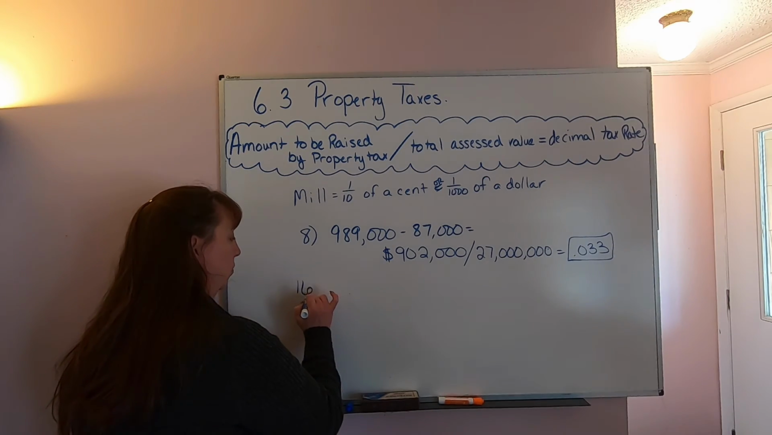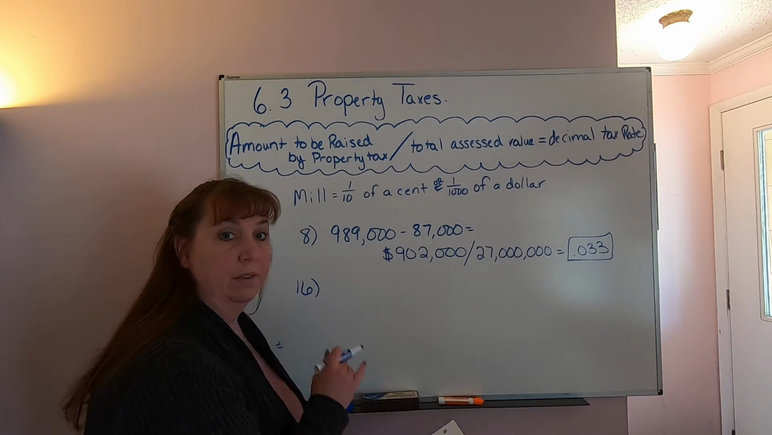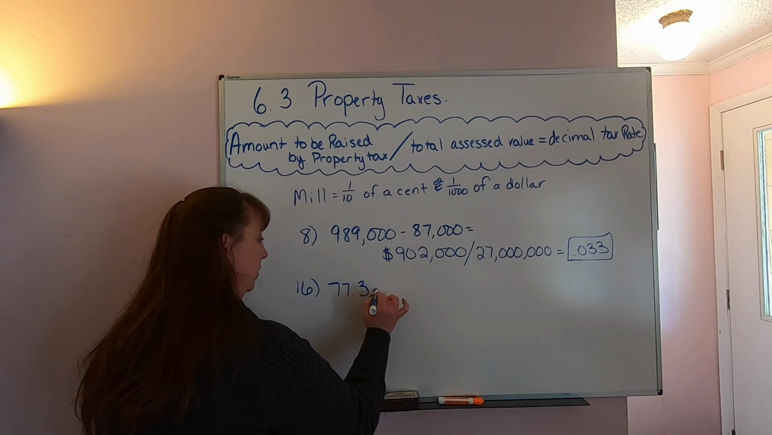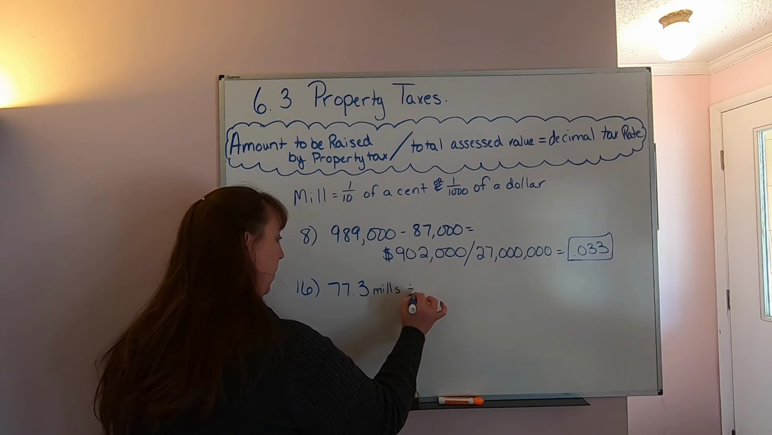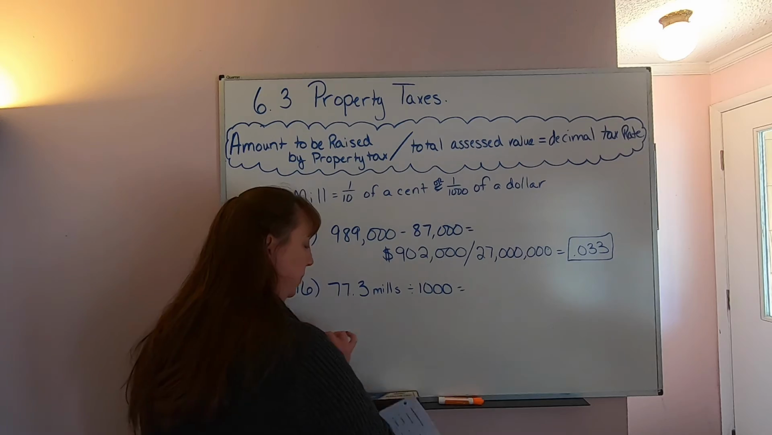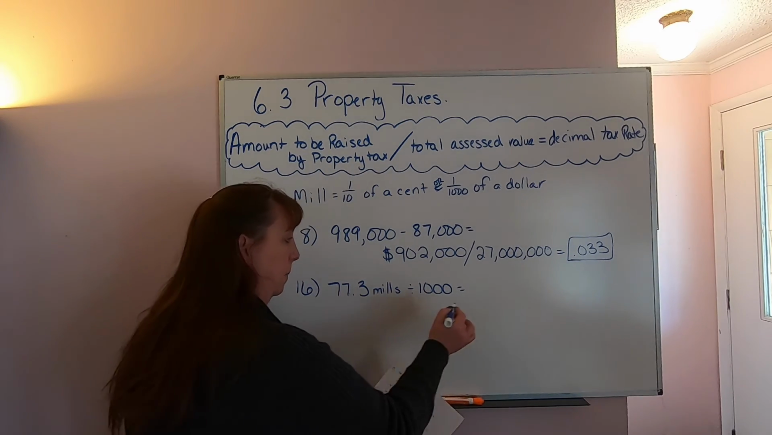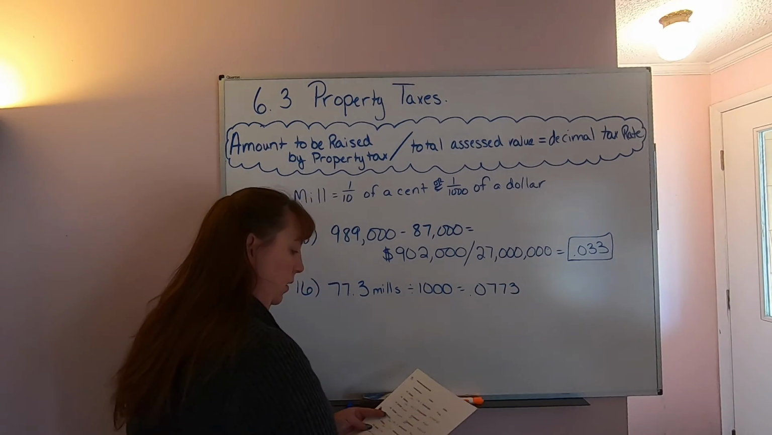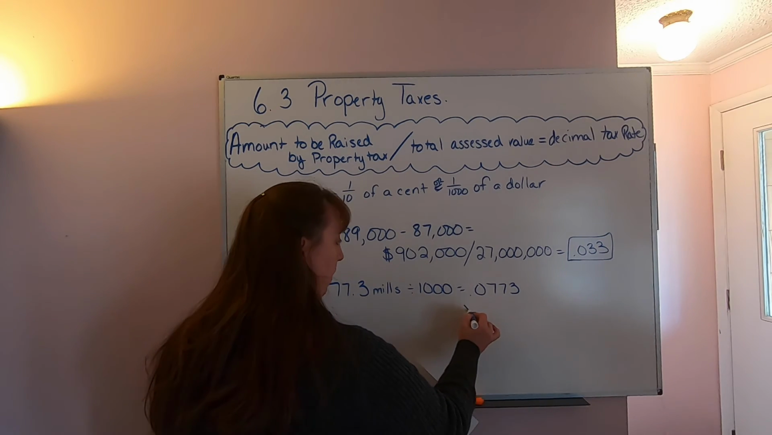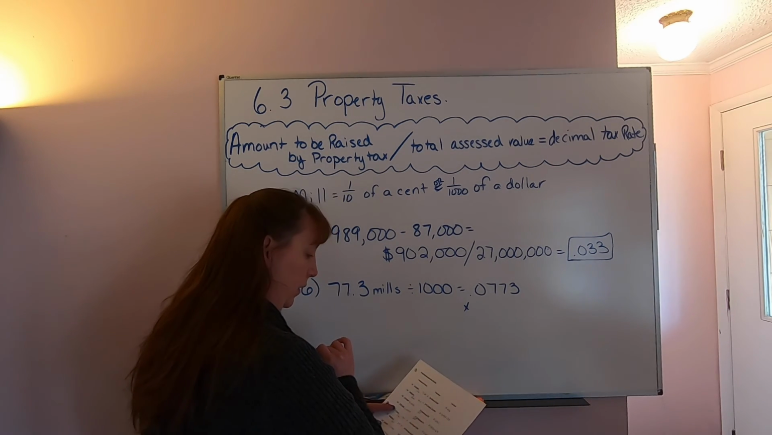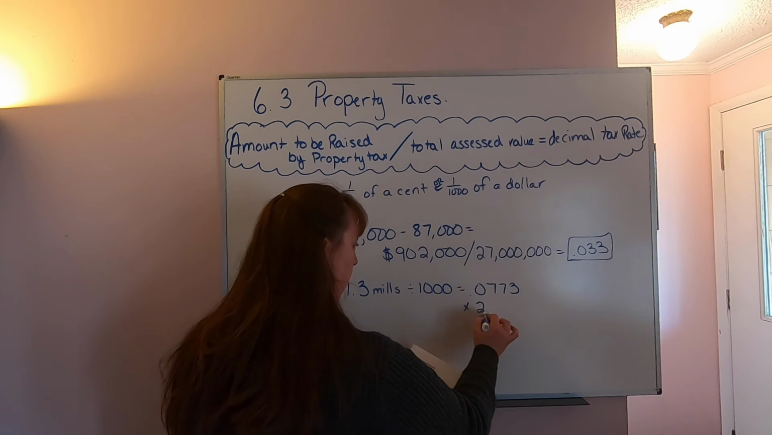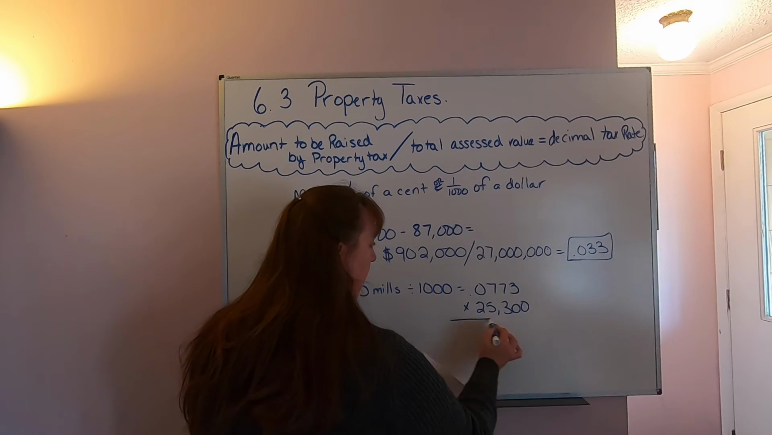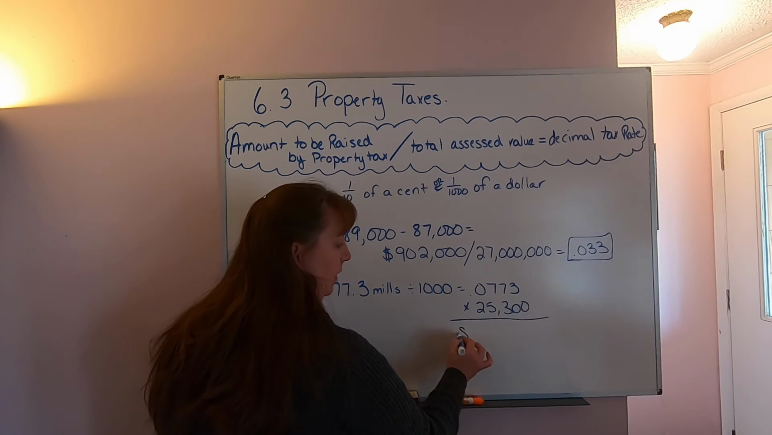Because that one is in mils. Remember, to figure out the mils, we divide it by 1,000. So in this one, it's 77.3 mils. We're going to divide that by 1,000, which gives you 0.0773. And then you're going to times that by the property's assessed value, which is $25,300, and you'll get your taxes that are due.